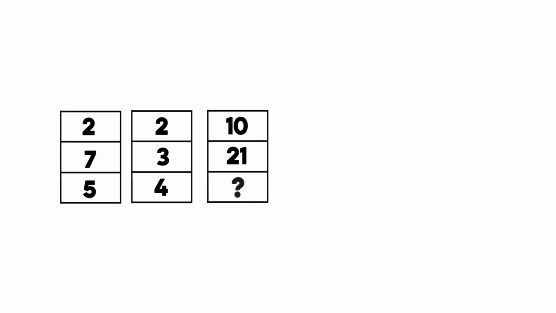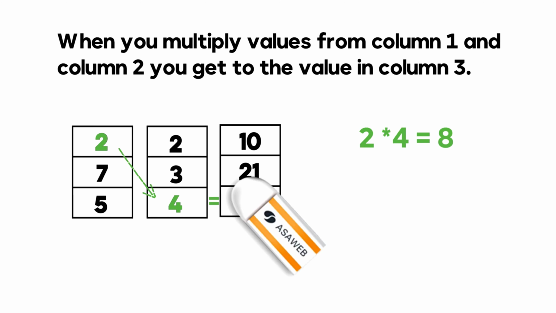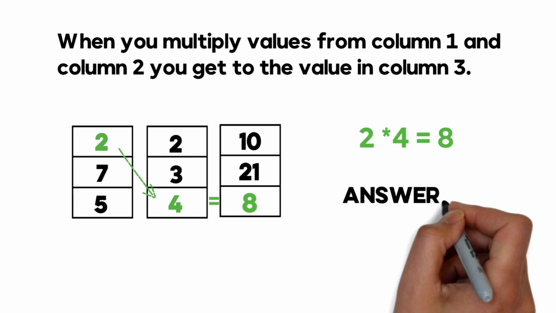Second set of values represented by the middle row. 7 multiplied by 3 equals 21. So the missing value here can be calculated by multiplying 2 by 4, and the end result would be equal to 8. So the correct answer to this problem is choice A, 8.